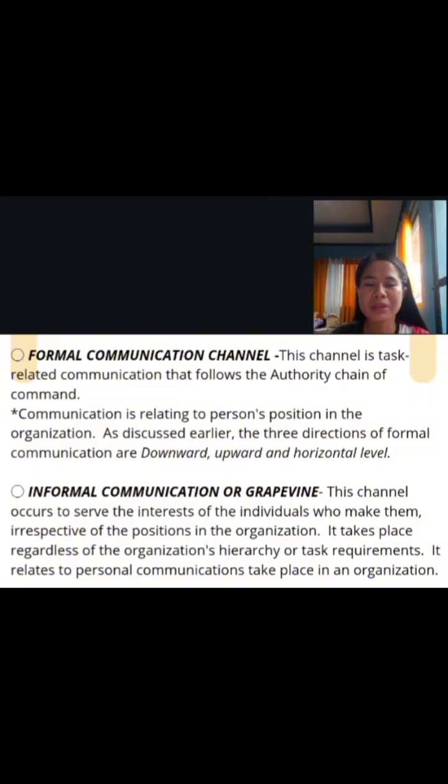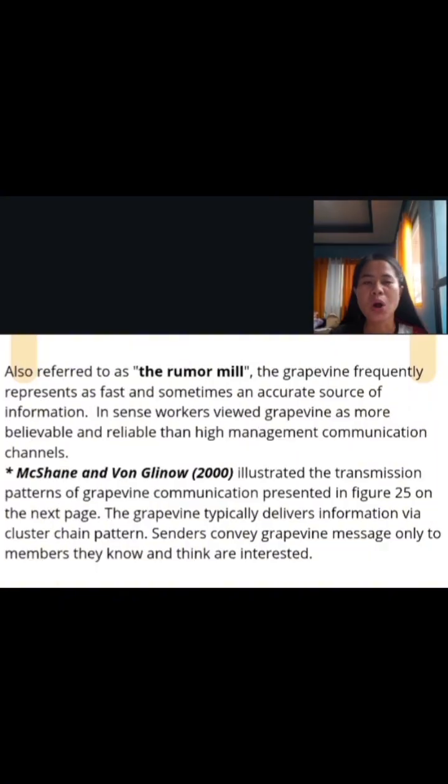Then, ang informal communication or grapevine, this channel occurs to serve the interest of the individuals who make them irrespective of the position in the organization. It takes place regardless to the organization hierarchy or task requirements. It relates to personal communication tasks. Communication takes place in an organization, also referred to as the rumor mill.